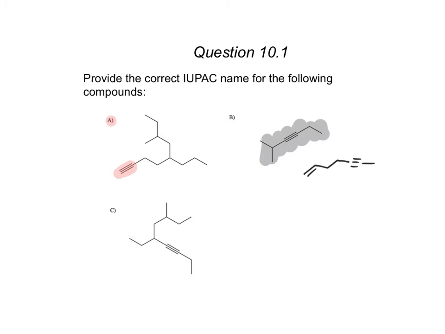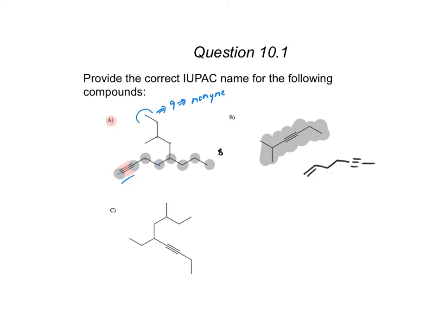So for this guy, I've got 1, 2, 3, 4, 5. If I keep going out here, I'll get 6, 7, 8. That would give me an octane. But I think the longest chain here actually was 1, 2, 3, 4, 5, 6, 7, 8, 9. So 9, we know that the prefix is non. And because this is a carbon-carbon triple bond, we're going to end this in non-9 at this point.